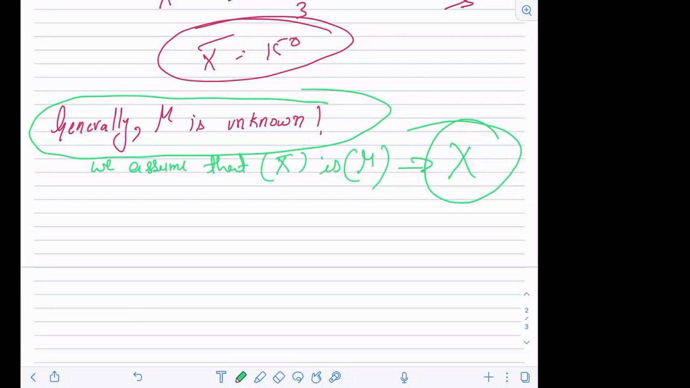So the population mu is very much unknown. What we do in these cases is assume that our mean is actually mu. I'm not going to use the words population mean or sample mean. I will be using the words mu and mean. So when I say mu, you would understand that I'm referring to the population mean.